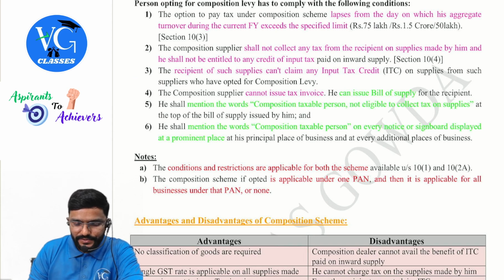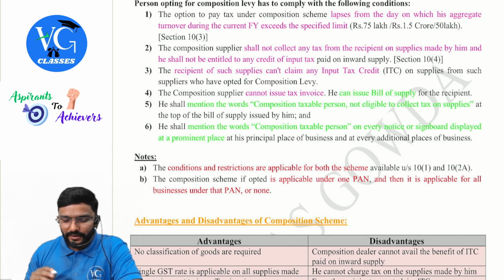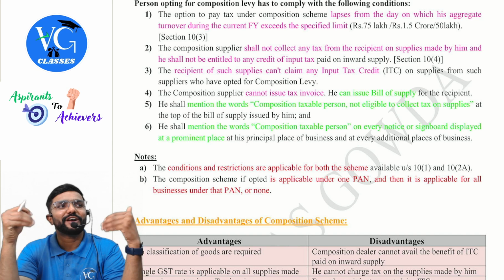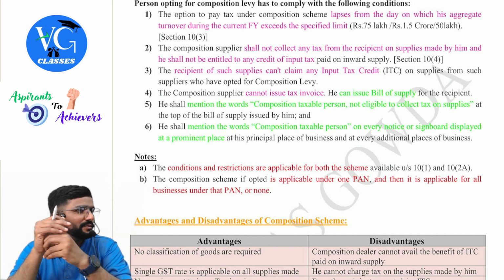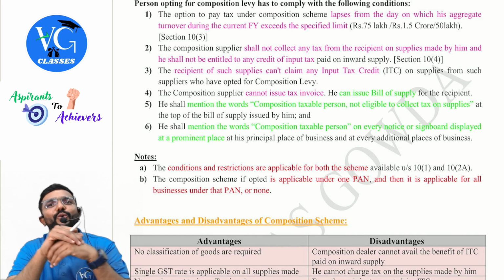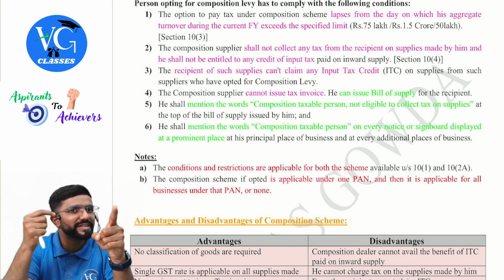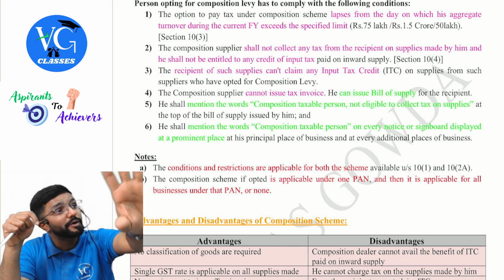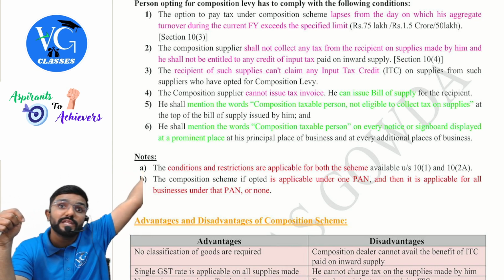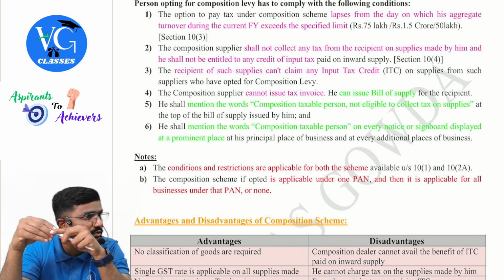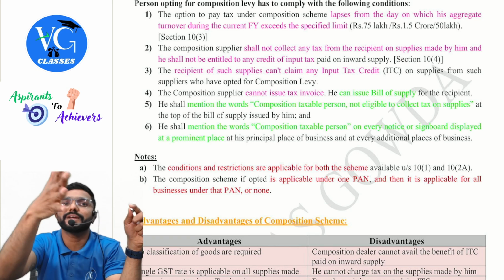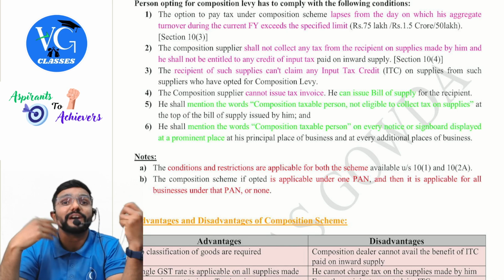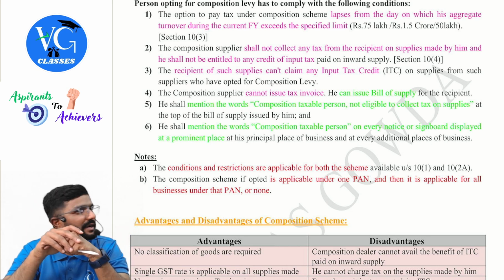The recipient of such supplies can't claim ITC on supplies from such suppliers who have opted for composition scheme. Means, first of all, guys, if I am a composition supplier, if I have supplied goods or services to you, can I collect tax from you? No. Assume I have collected. Now, can you claim ITC? No, you cannot. So, the recipients who have purchased goods or services from the composition supplier are not eligible to claim ITC for this supply. Now, assume you have made supplies from other people who are under section 9. On that, can you claim ITC? Yes, you can. Only for the inward supply from composition supplier, you cannot claim credit. First of all, you would not have paid tax. By mistake or intentionally, I have collected, you assume. Now, can you go ahead and claim credit? No.